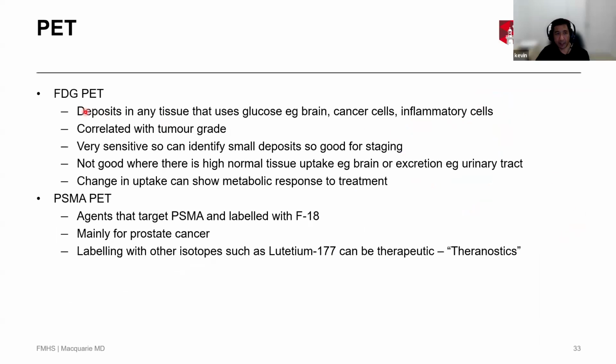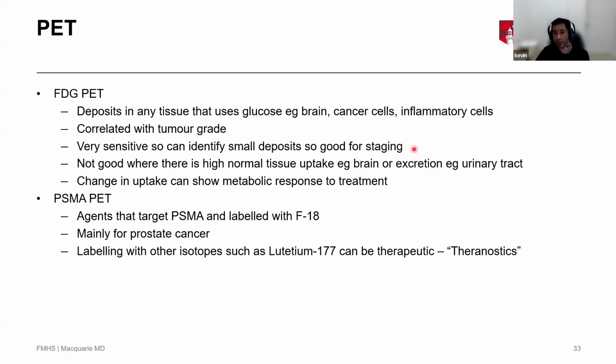Okay, so PET, so FDG deposits in any tissue that uses sugar. Okay, problem, brain uses lots of sugar. It's a main fuel source for the brain, which means that it's not really good for brain tumors. Cancer cells and inflammatory cells, it takes it up very well. It does correlate to some extent with tumor grade, and it is very sensitive, so you can see small deposits, okay?